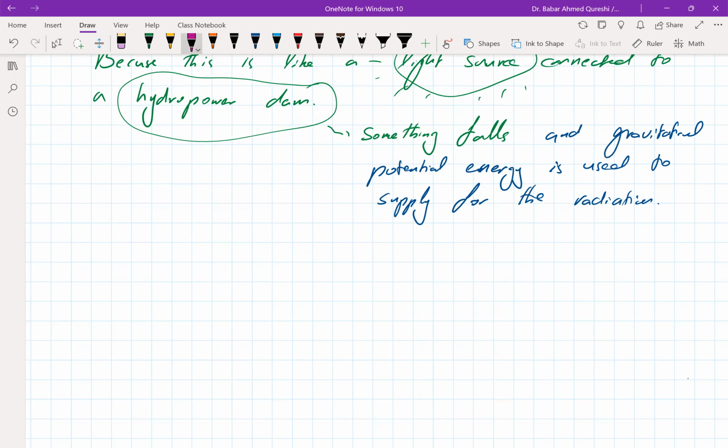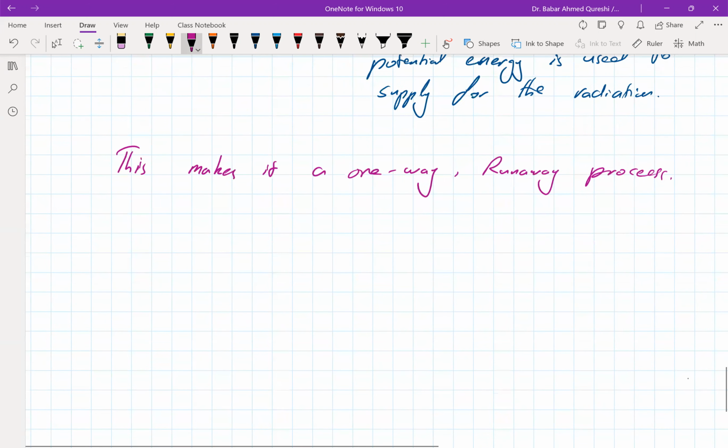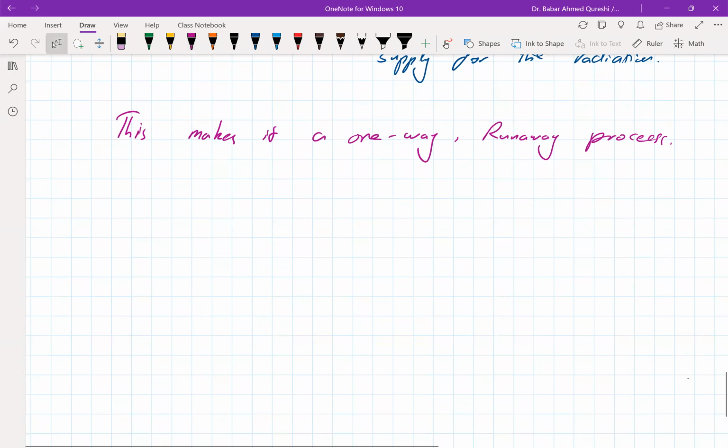But as you lose energy, as a result, this makes it a one-way process. You keep radiating, you keep contracting. As you contract, you heat up, you radiate more, you contract more.